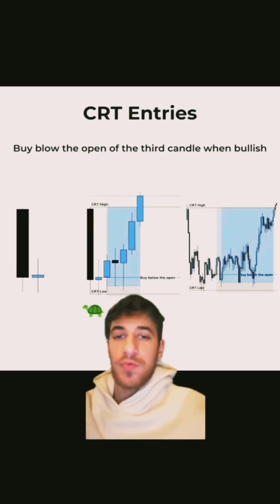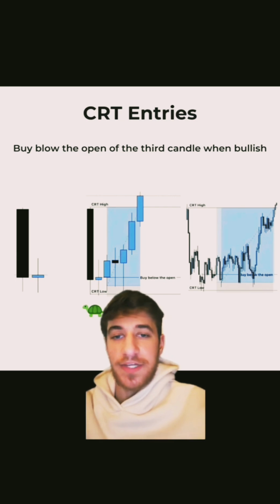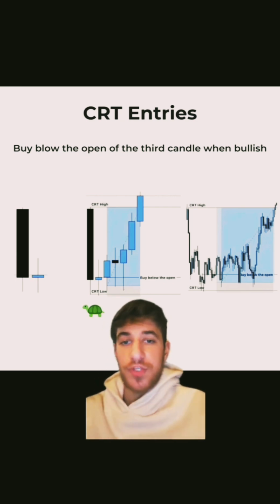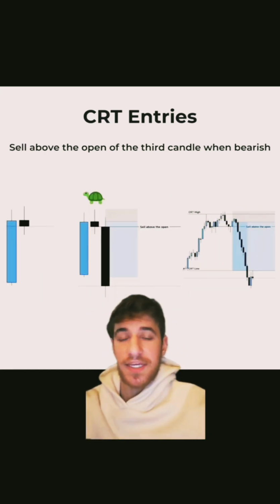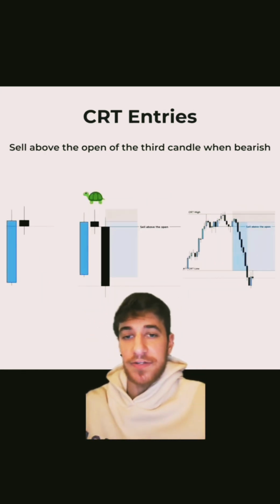When we have a CRT setup, we're not trading it on the higher time frame. We're going to go down to a lower time frame, like the 1 all the way to 15-minute time frame, and look for a trade setup. So in this case, you have CRT on the daily time frame, you drop down to a lower time frame, and that's where you take the trade. Same thing in the opposite direction: you have a CRT on the higher time frame, so we drop down to a lower time frame.